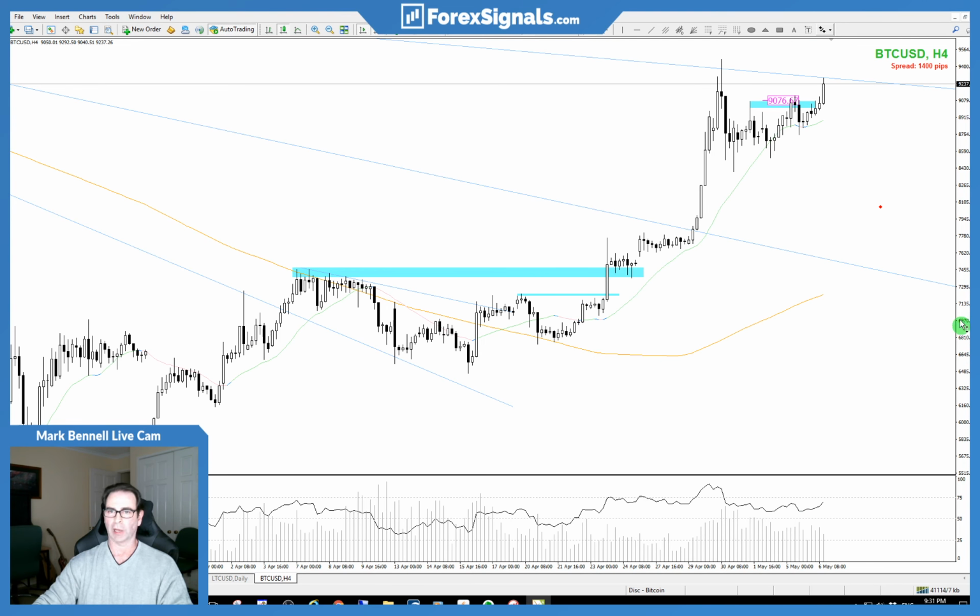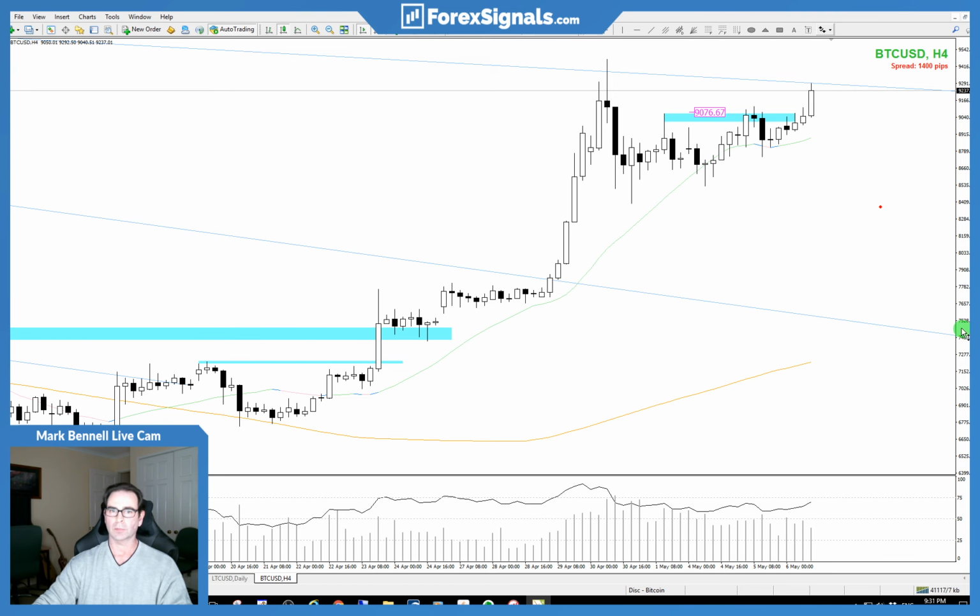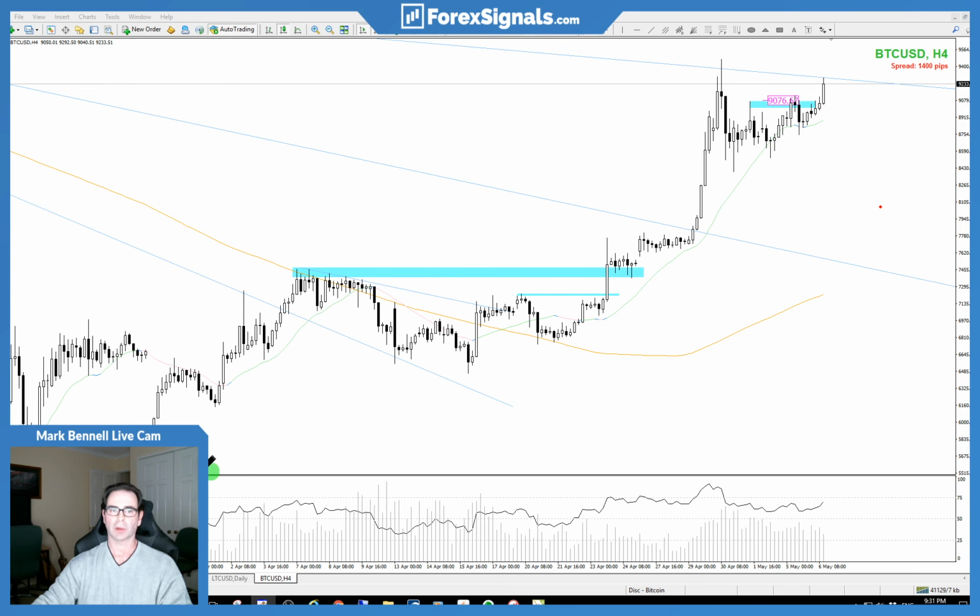So here's the 4 hour. Right, this is in an ideal location as well. So we've got this base, resistance. So we've broken through it. So I'm interested in the pullback in here.